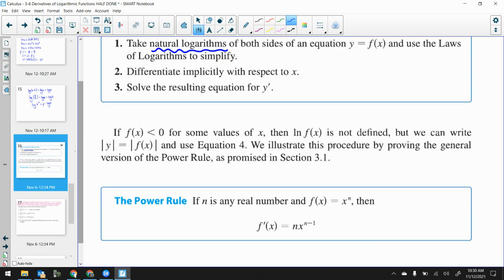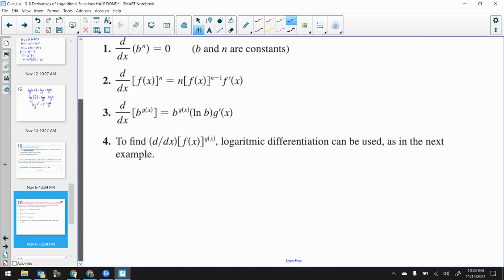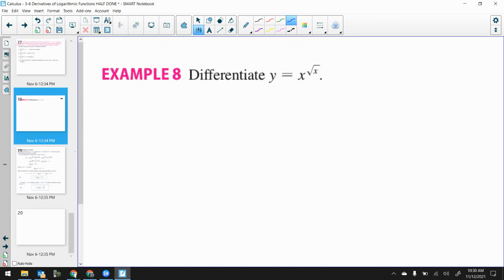I don't know why the power rule is still stated there. We've got all these sorts of rules. Let's do one more example. I'm not going to talk about that last slide. Let's just do this last example. Differentiate y is equal to x to the radical x.